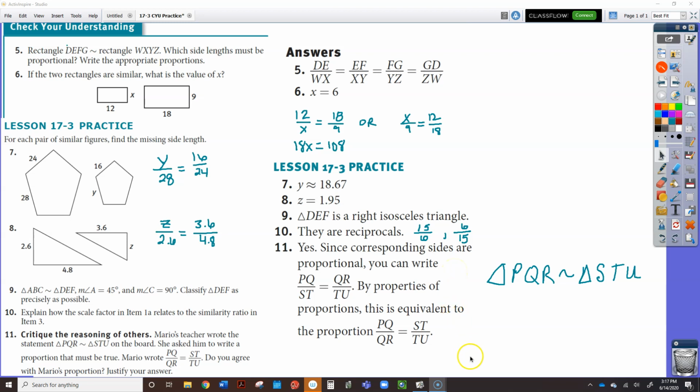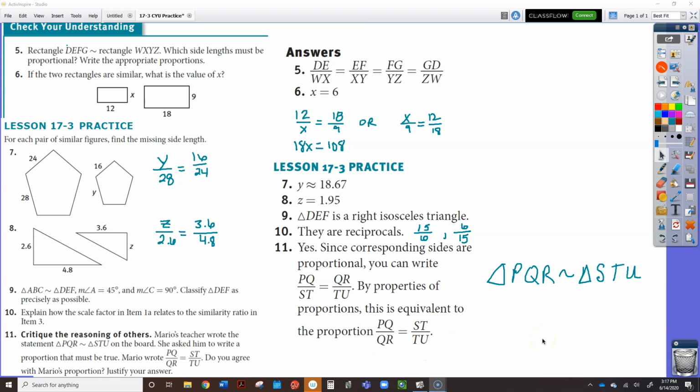And then the last one is just like number 5. It says, did Mario do it right? And yes, he did, because he did first 2 letters from PQ corresponds to the first 2 letters from ST. So he put PQ on top and he put ST on top. So that's good. Then the next 2 letters, QR, are the middle and the last. And so it goes on bottom. So the middle and the last letters have to go on bottom over here. So what he did was correct.